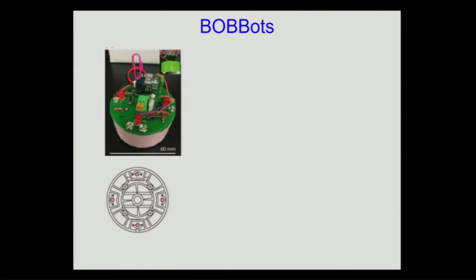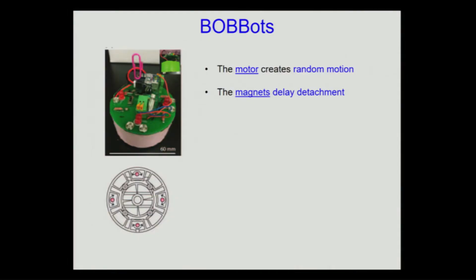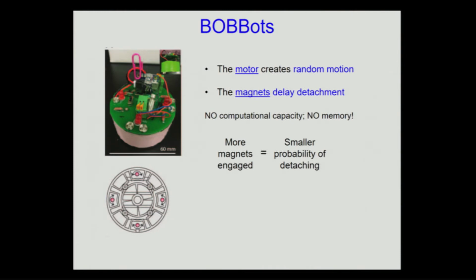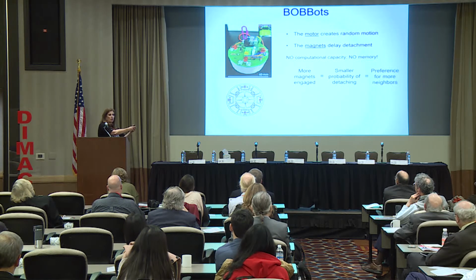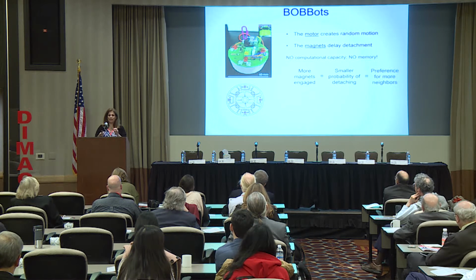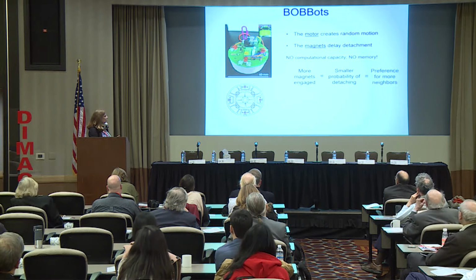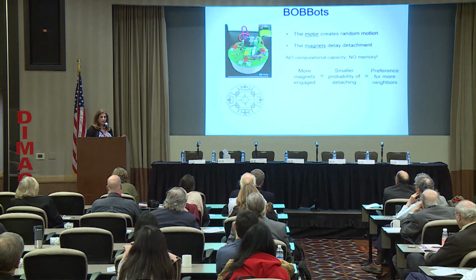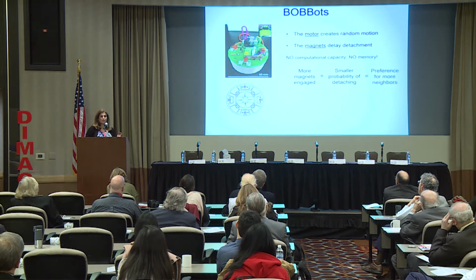They are crappy little robots about this big, about the size of a hockey puck, and they have motors that cause them to vibrate, and we put magnets around the periphery, okay? And the motor creates random motion, the magnets delay detachment. So I described the compression algorithm as favoring attachment, but more magnets mean when you have a lot of neighbors, you have smaller probability of detaching, which is exactly the same as favoring going to places with more magnets. The Markov chain is identical, the analysis is identical, okay? But the advantage here is that these things have no computational capacity, no memory, they're dumb and badly made. So the point is that these algorithms are pretty robust, right? It doesn't matter that they're not exactly doing the algorithm.